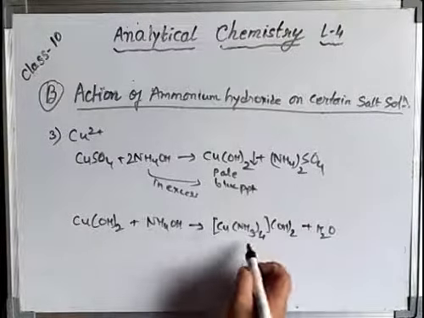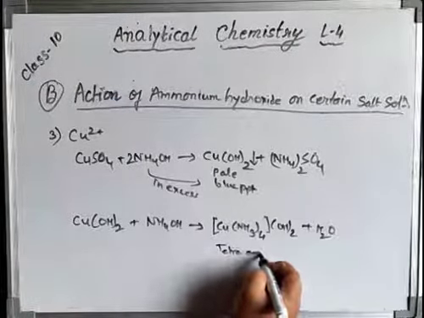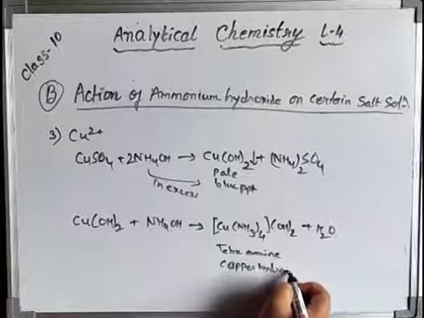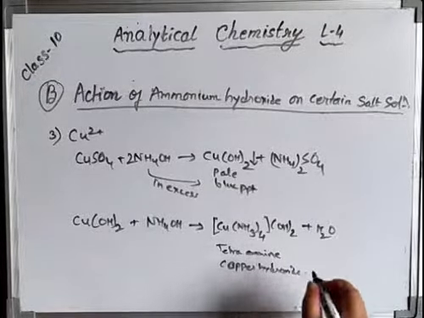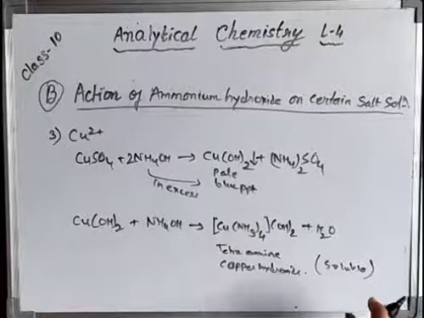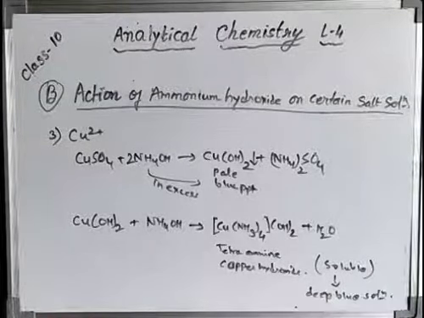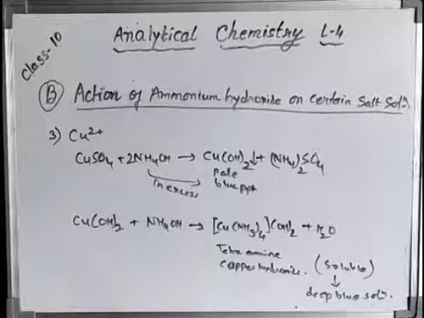What is the name of this? Tetraamine. How many amine are there? 4. So tetraamine copper hydroxide, and it is a complex salt, and I told you that the excess of these complex salts are all soluble. And what will be the color? Because we know a pale blue precipitate is formed, and now the color will change to a deep blue solution. So this is the huge difference between ammonium hydroxide with copper ion. In the sodium hydroxide case, we have seen that they are insoluble in excess also.